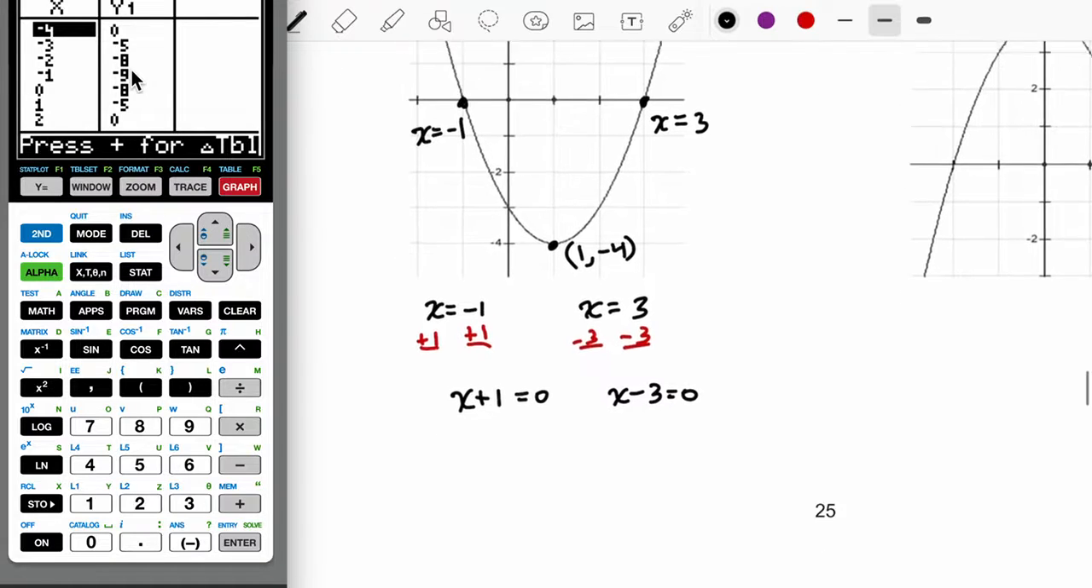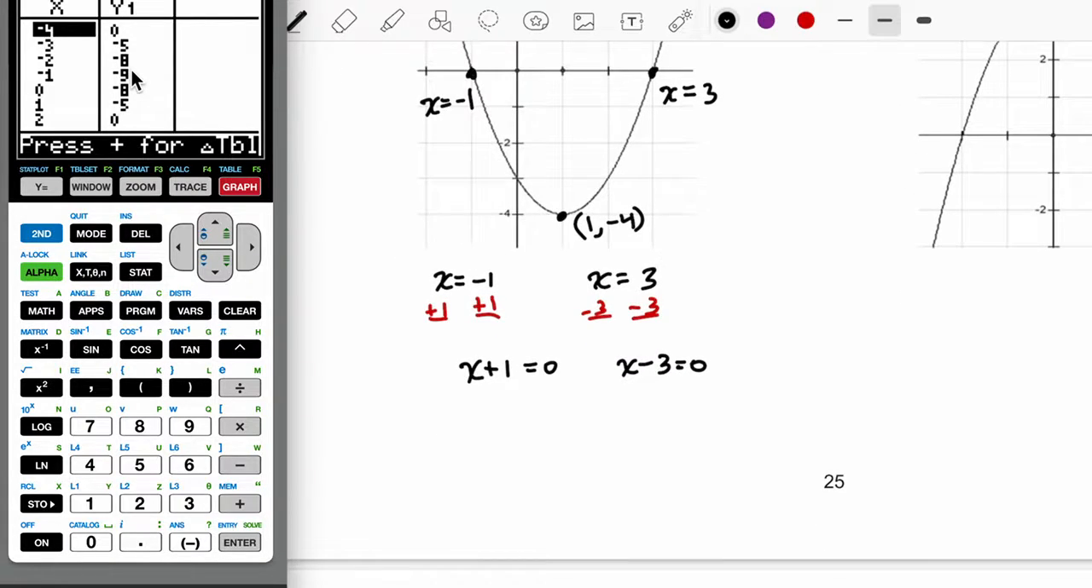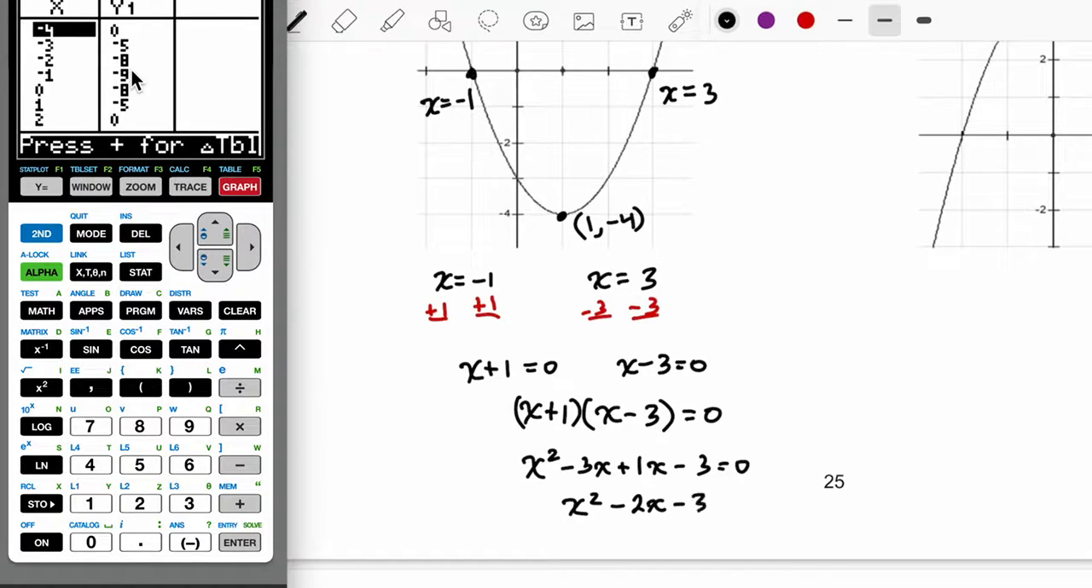All right. So what happened before it became these two equations was that it was a pair of factors, x plus 1, x minus 3, equal to 0. Then I would distribute it out. All right. So x squared minus 3x plus 1x minus 3 equals 0. x squared minus 2x minus 3 equals 0.